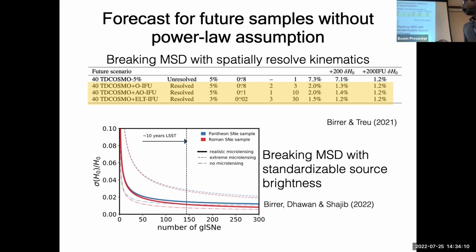Another way to break the Marshall degeneracy is if we know the unlensed source brightness, which we can, if the strongly lensed source is a type 1a supernova. So in that case, the unlensed source brightness, which can be standardized, we can use that to break the Marshall degeneracy. And this forecast shows that after 10 years of LSST observations, we will get to below 2% uncertainty in the Hubble constant. It's close to 1.5 here.